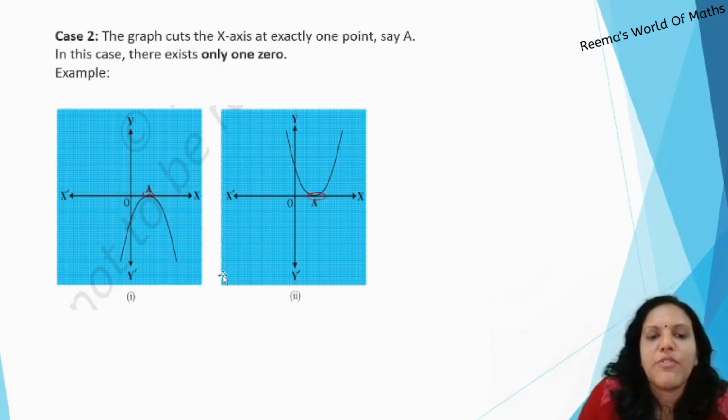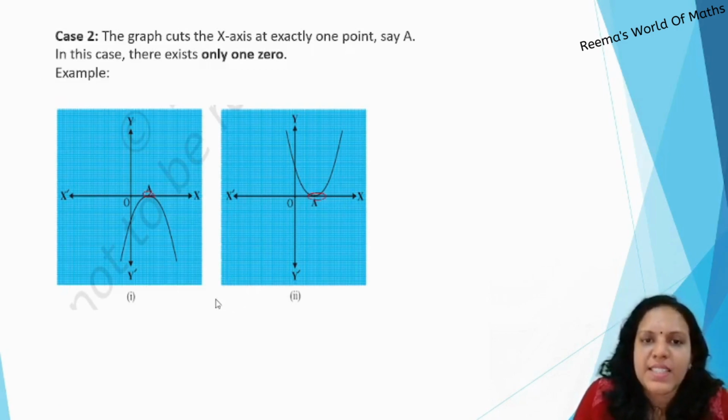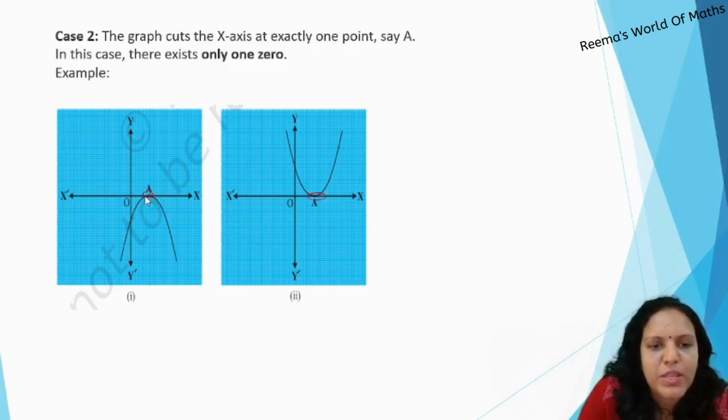Case number 2, when the graph cuts the x-axis at exactly one point. So here we can see, I have already marked here, the graph is cut here, and in the second figure it's cut here. It's just at one point. We can see in the x-axis it has cut only at one point.